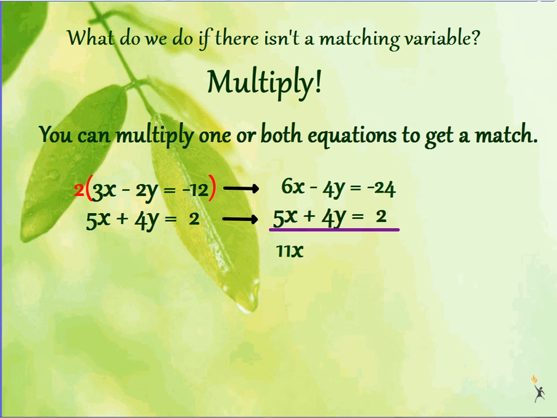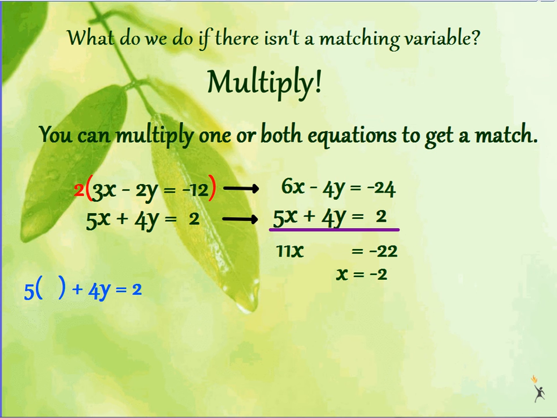Adding the x terms, my y terms will cancel, and that's going to equal negative 22 when I add my constants together. Solving 11x equals negative 22, I get x equals negative 2, and I already have my first variable.